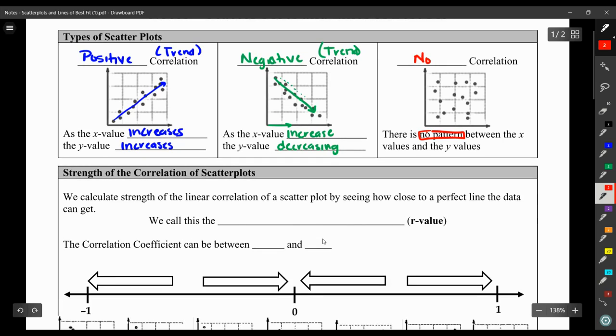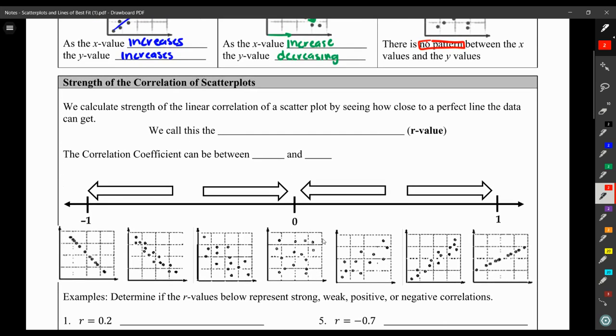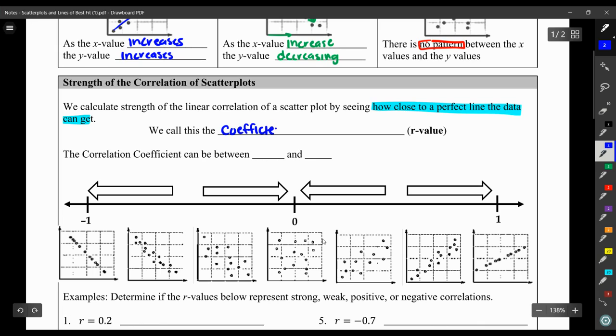Now, the strength of these trends is determined by what we call an R value. So we calculate the strength of a linear correlation of a scatter plot by basically seeing how close to a perfect line the data can get. What we call this value is the coefficient of correlation. You can also hear it as correlation coefficient, any of those words that mean coefficient of correlation. And we represent this with an R. That's the variable we use.